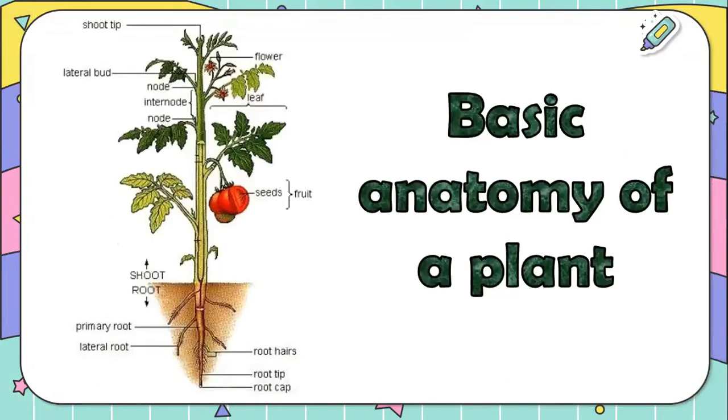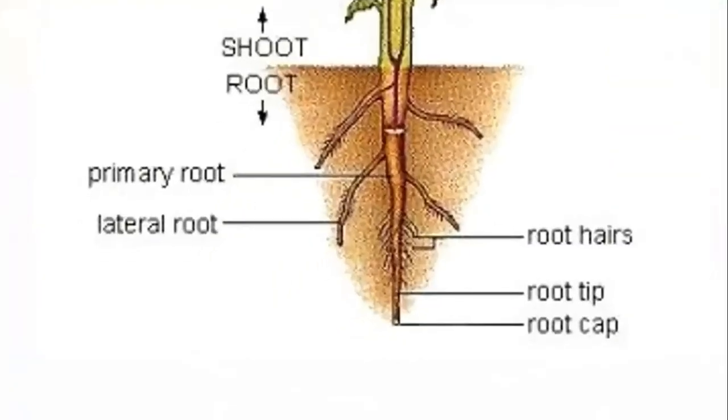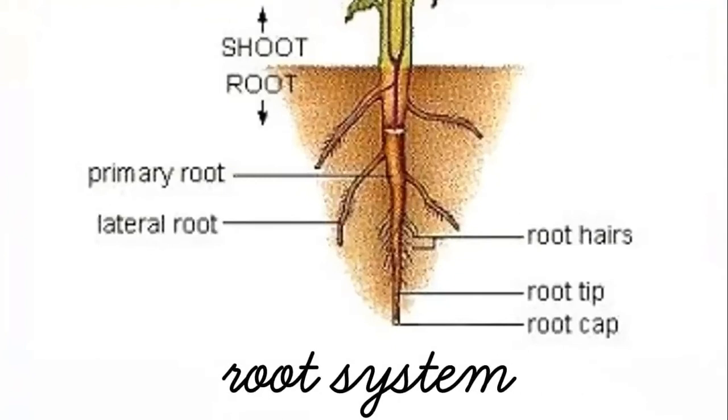Here is the basic anatomy of a plant. Let's start from the roots. Now we have here our root system. The parts of a plant that are above the ground are called shoot, while the parts that are under the ground are called roots. Very good.